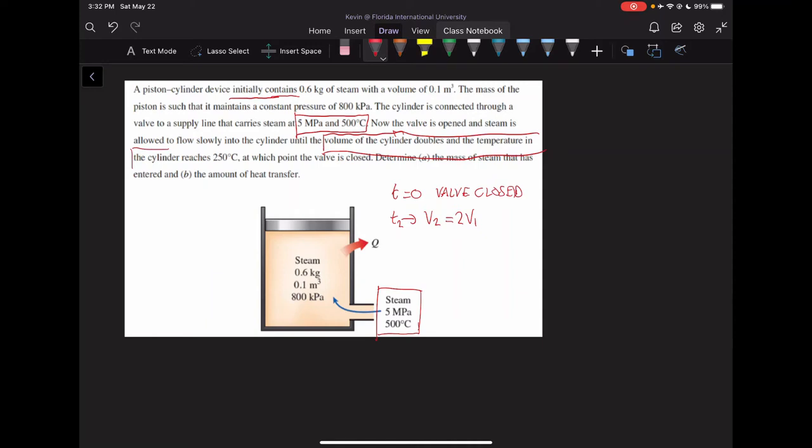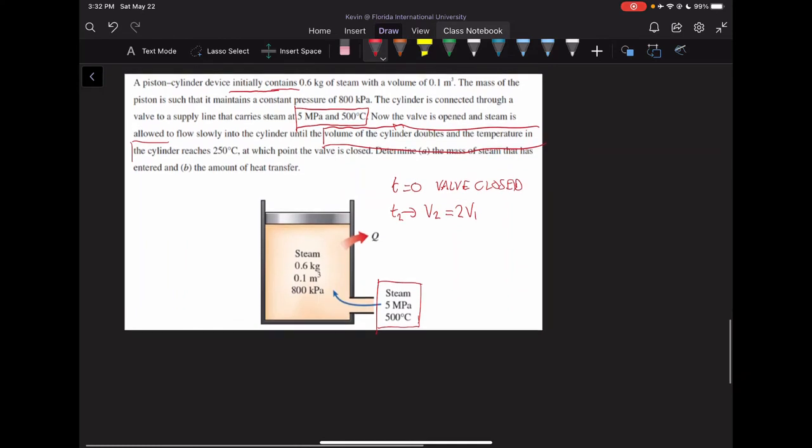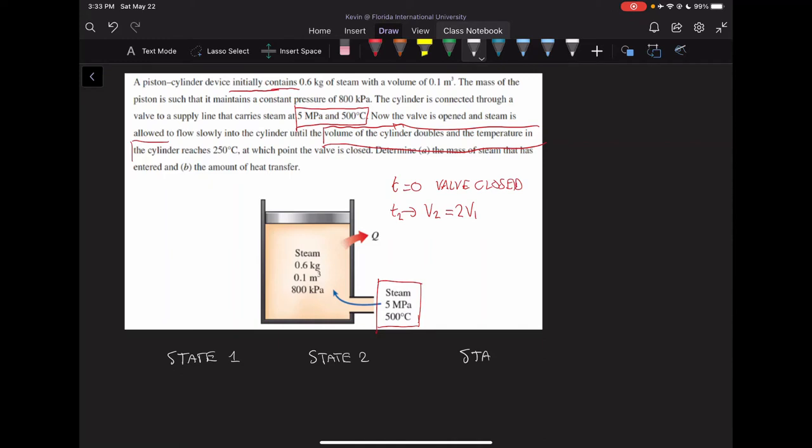And how I like to start these problems is to just write all the states to have all the information in one place and figure out what we have. So what we do is we count all the inlets, all the exits, and all the time changes. So there's only 2 time changes here, and there's 1 inlet and there's no exit. So we're going to write state 1, state 2, which are time states, then state I, and state E.